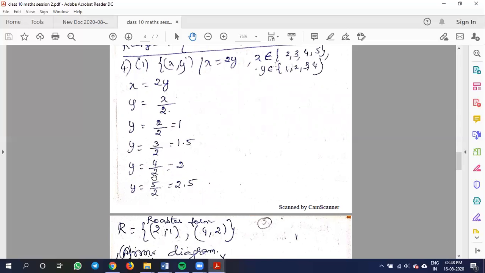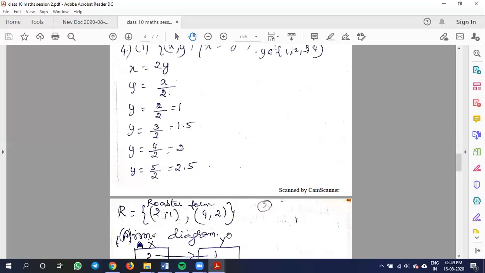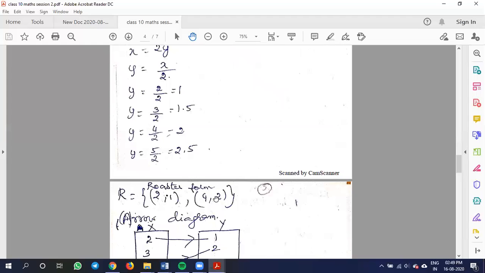Now, next one, 4. When x is 4, what is the answer? y is 2. You have 2 in y, so we can take 4 comma 2. Can we take this one? When x is equal to 5, what is the value of y? 2.5. Do you have 2.5 here? No. So you are not supposed to take this 2.5. Only when x is equal to 2, y is equal to 1, 2 comma 1. When x is equal to 4, y is equal to 2, so 4 comma 2. So this is the roster form. Okay, roster form is over.